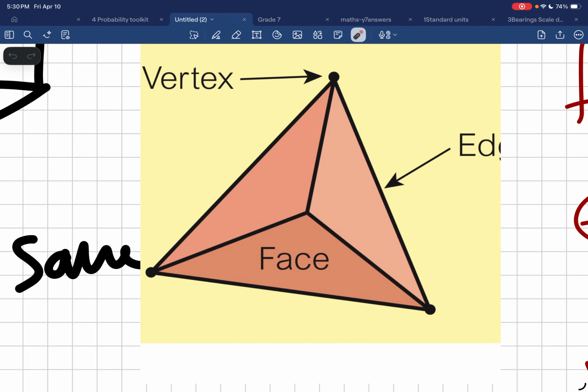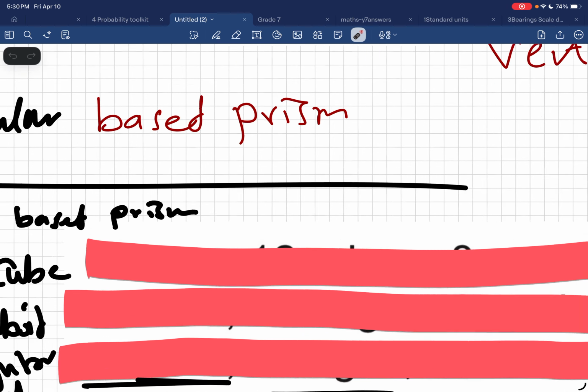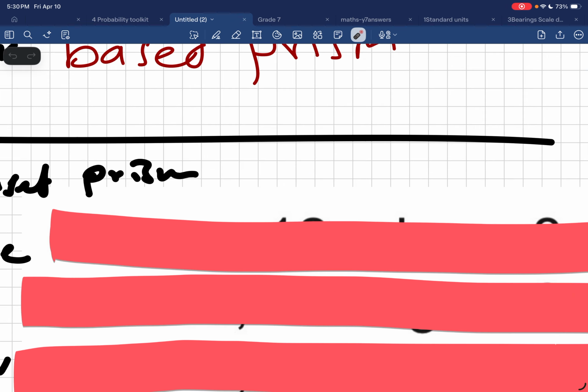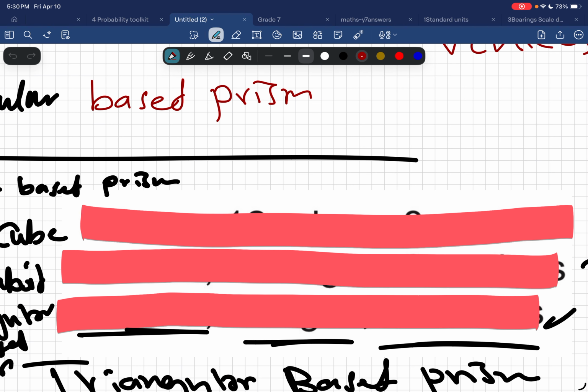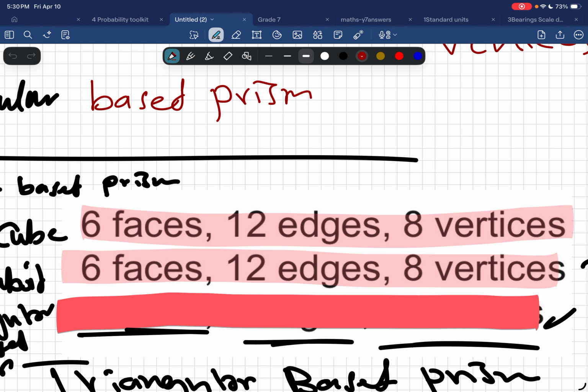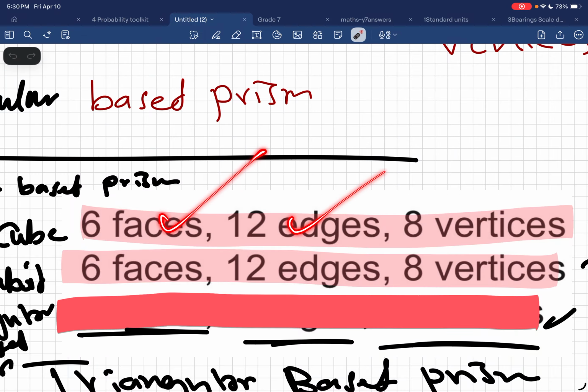So let's start with the number of faces, edges, and vertices for the cube and cuboid. As you can see, they're the same: 6 faces, 12 edges, and 8 vertices for both the cube and the cuboid. Let me show you this on the cube.